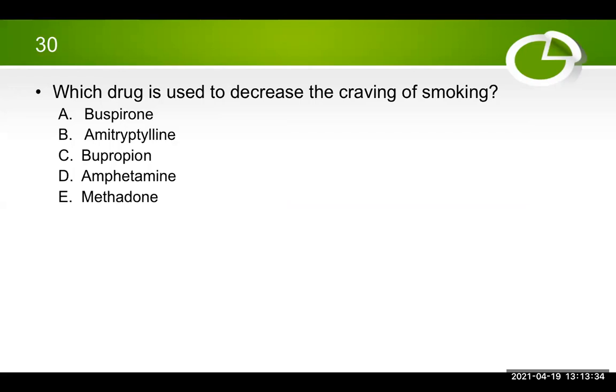Another question, which drug is used to decrease the craving of smoking? So which is that drug? You have to choose from the list which is given to decrease the craving of smoking in chronic smokers. Is it buspirone, amitriptyline, bupropion, amphetamine, or methadone?